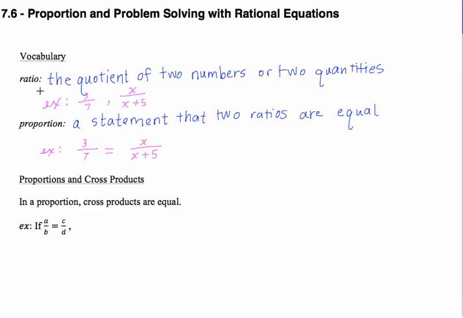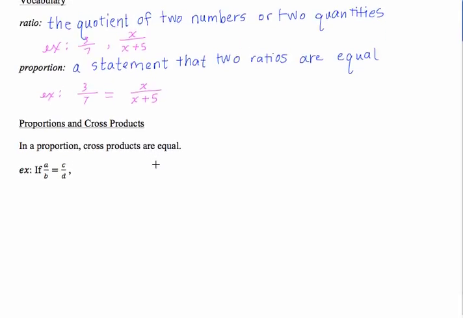Now, a proportion is a statement that says that two ratios are equal. So it's when you set two ratios equal to each other. So notice up here I have a comma, down here there's an equals. So that's the difference between a ratio, which is a single fraction, and a proportion, which states that two fractions are equal.